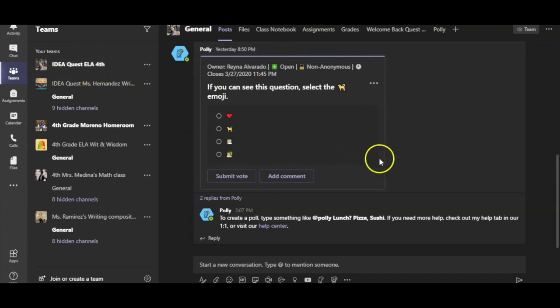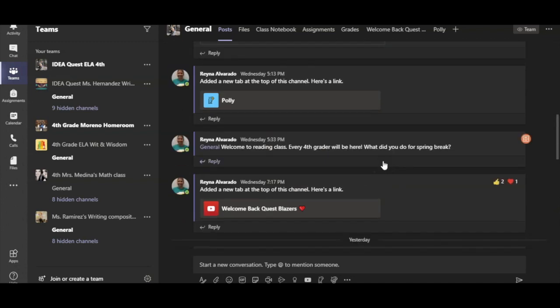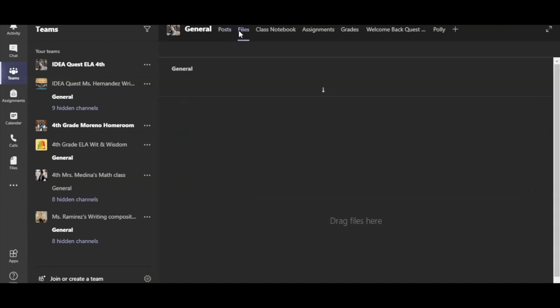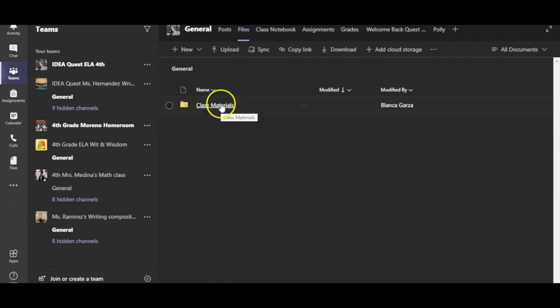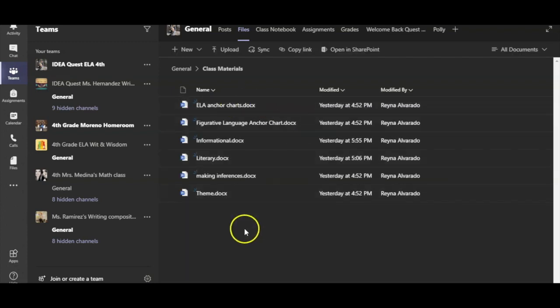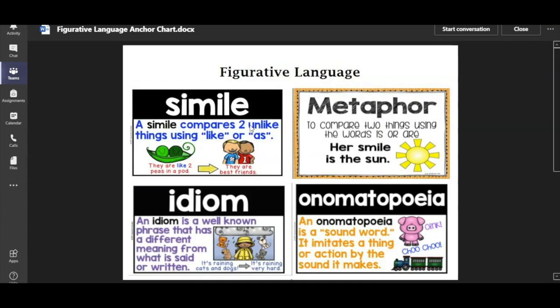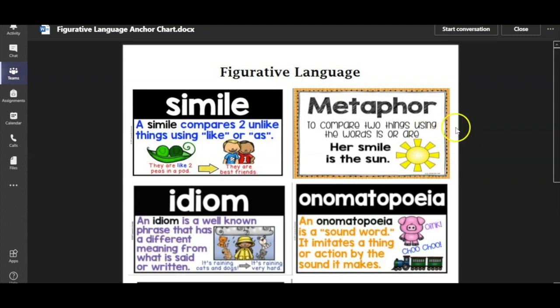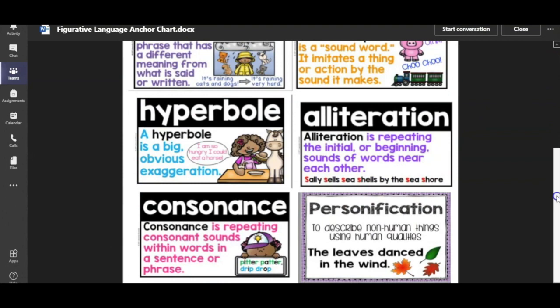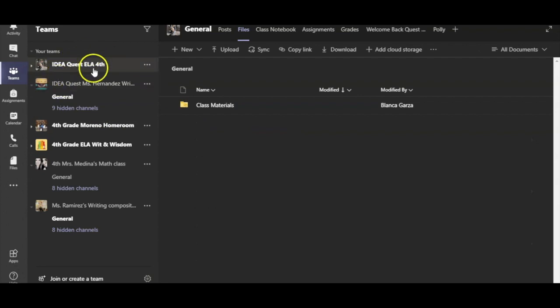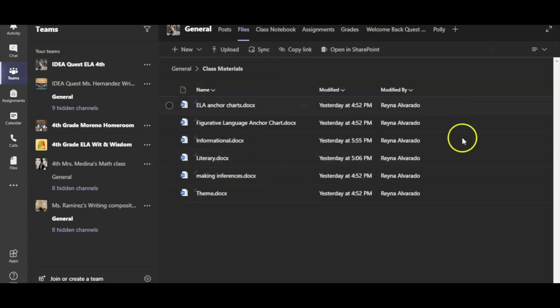On Posts is everything that I have posted, boys and girls. Everything that you need to know is here. However, when you click on Files, and then on Class Materials, this is where you're going to find all the anchor charts that we have in class and that you will need. You might need it during one lesson, you might need it during another lesson. They're all here. This is the exact same anchor chart that I have in class. I'm going to close that up. So remember, ELA 4th grade, Files, Class Materials, and you will find all of your anchor charts.